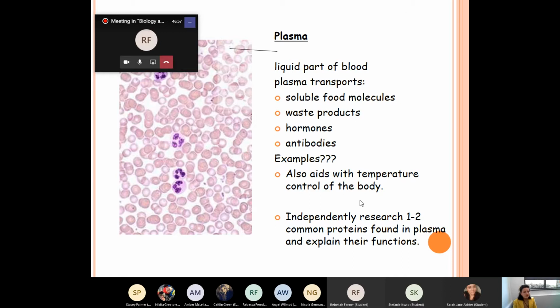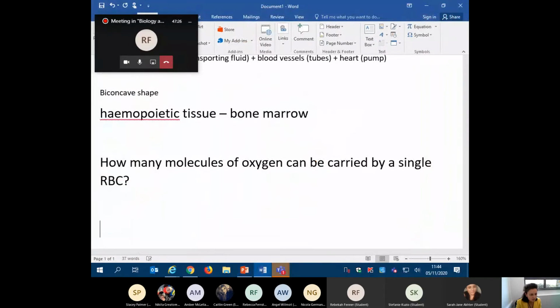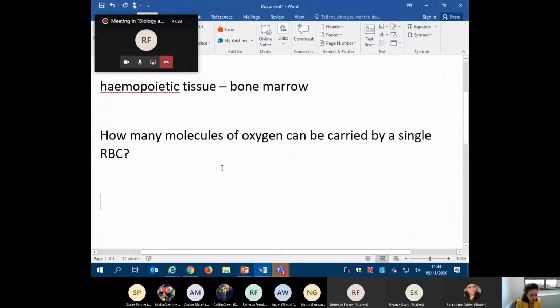And final bullet point, I would also like you to research one or two common proteins found in plasma. So that's not proteins which you got directly from food. These are your human proteins, which your body synthesized. One example would be something like albumin, just to put you on the right track. And then I would like you to do a bit of independent research into that. So let me just write it down as one of the examples. Would be something like albumin.